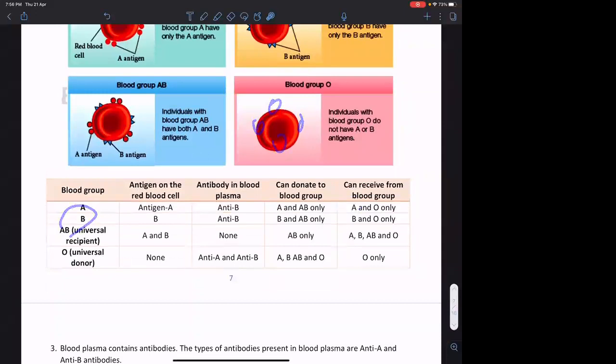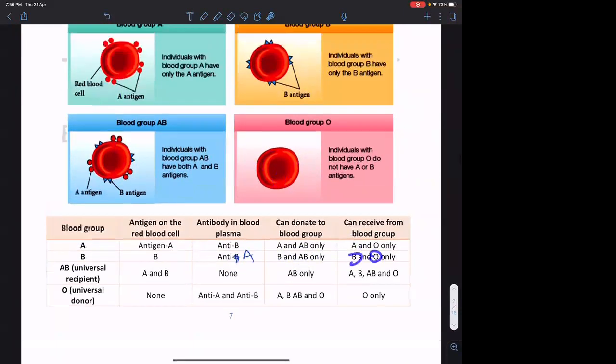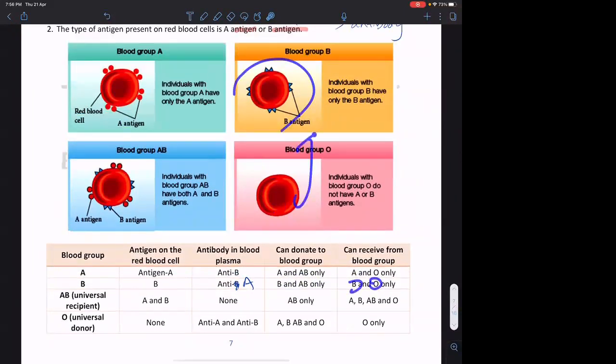B is the reverse. B, they have antigen B, they are anti-A. Please change this to A, there's a typo here. They have anti-A, and then they can donate to B and AB. Like I said, AB is the lucky fella again. They can receive from B and O. B can donate back to B, and they can receive from O.